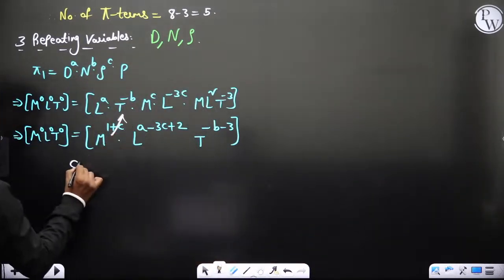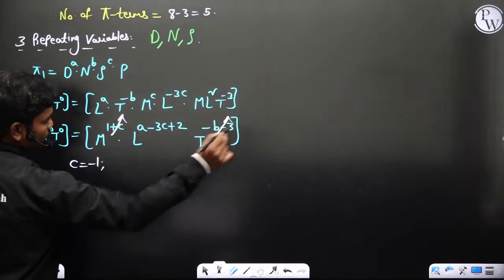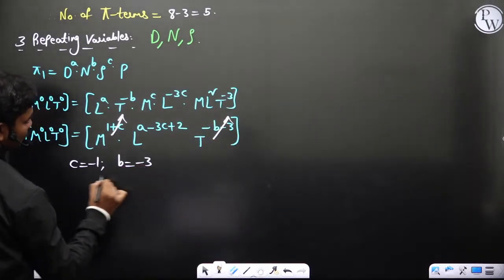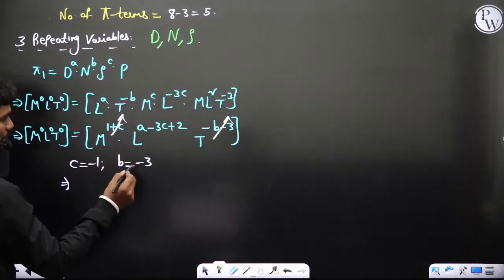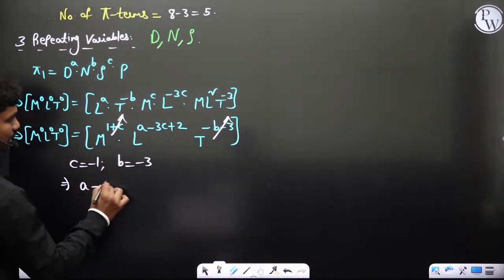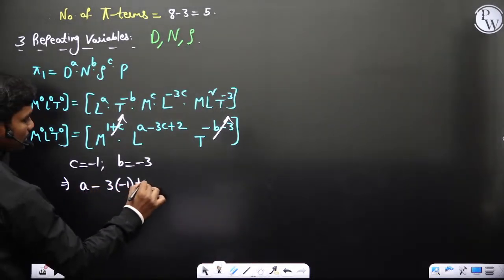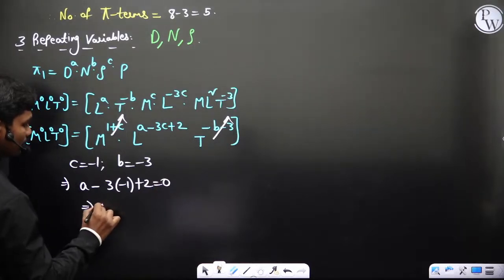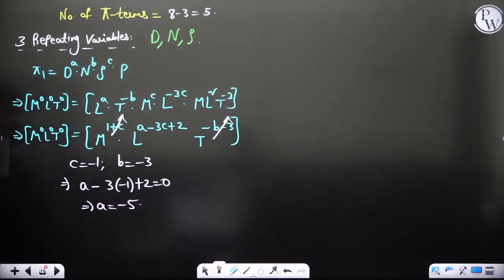C is equal to minus 1, clearly b is equal to minus 3. So this gives you a minus 3c plus 2 is equal to 0. So a minus 3c plus 2 is equal to 0. So a is equal to minus 5 actually. Okay, so a is equal to minus 5.